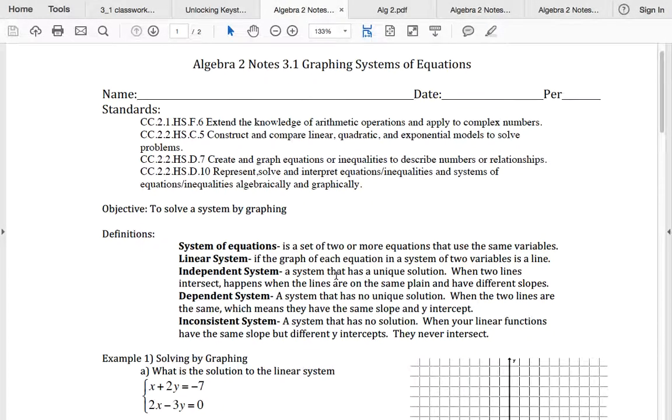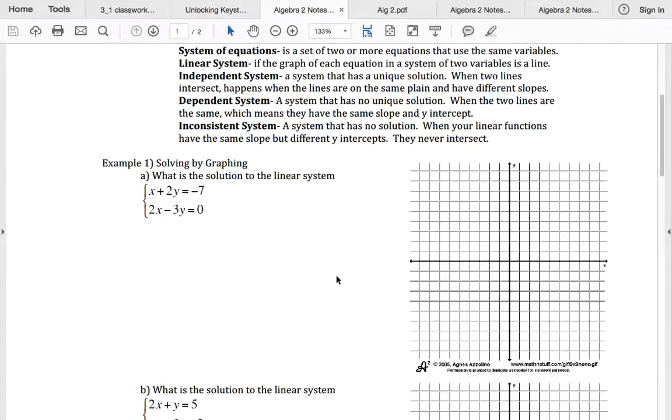So a system of equations is a set of two or more equations that use the same variables. Have to use the same variables, guys, for a system to actually be a system. That doesn't mean we have to use the same variables every time we graph. It just means if I'm graphing these two and I want to compare them, it has to be the same variables. Okay? A linear system is when the graph of each equation in this system of two variables is a line. All right? So we're going to be looking at linear systems for the most part right now.